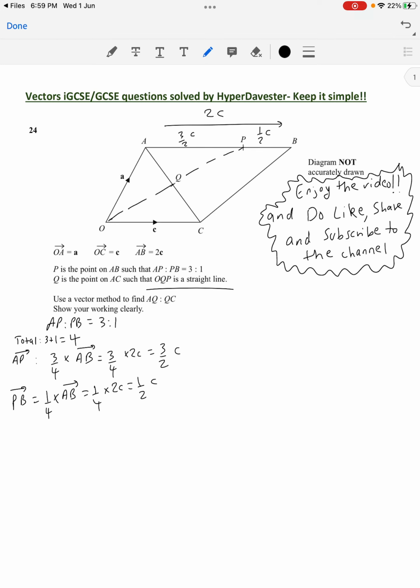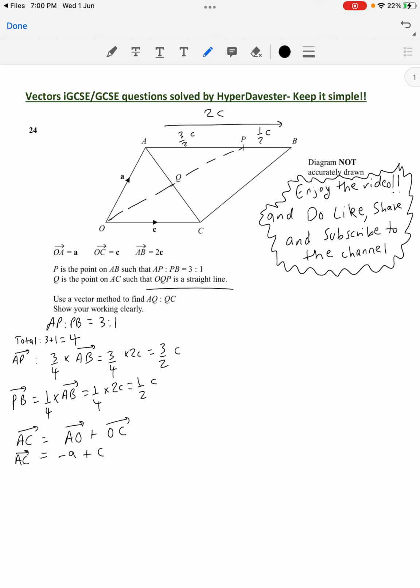What we're going to do next is find out what AC is. Looking at the triangle here, AC is the forward direction, so you're going to go from A to O and then from O to C. So the vector AC: we move from A to O, if you look at the diagram, and then on to OC. AO is minus A, since we're going in the reverse direction, plus C. So AC is equal to minus A plus C. That's it, you have found AC.